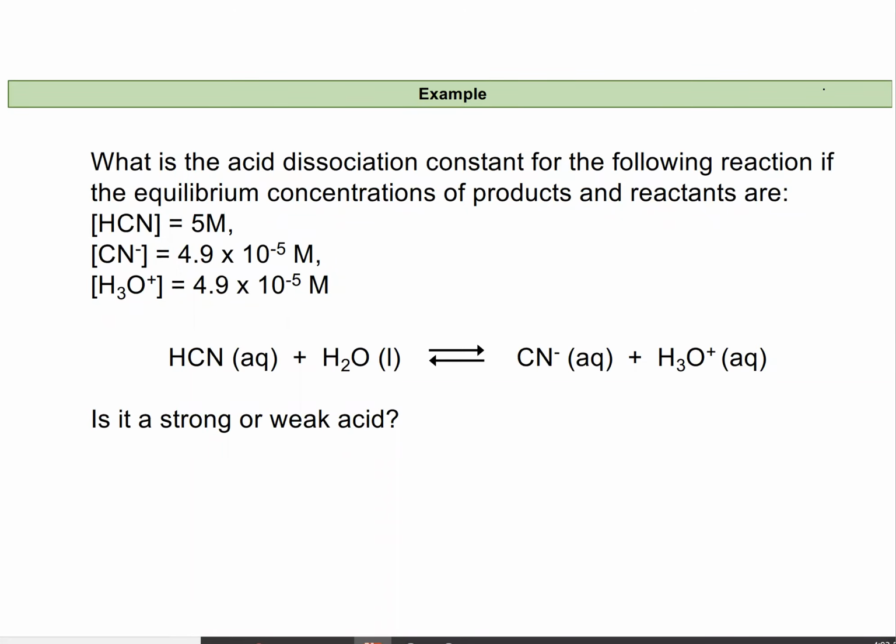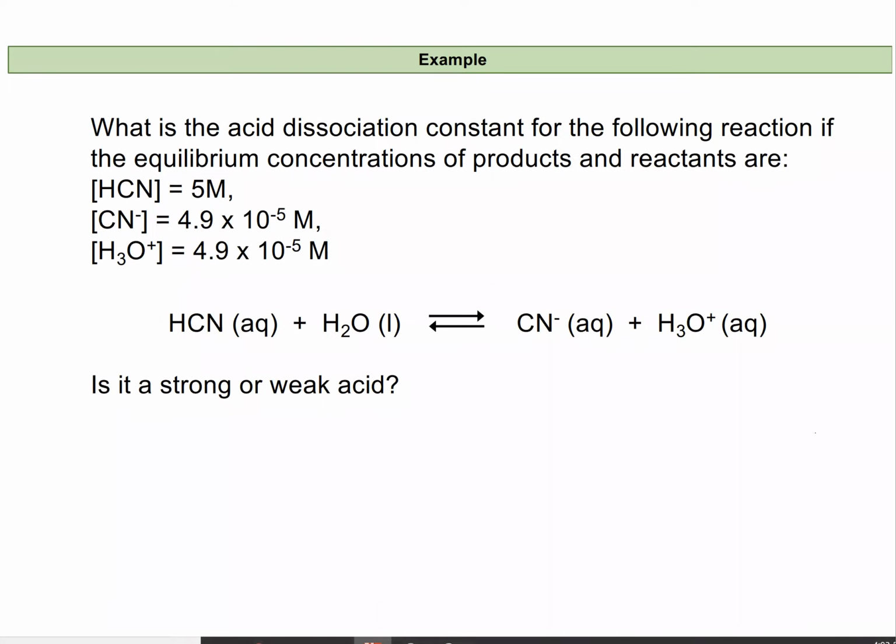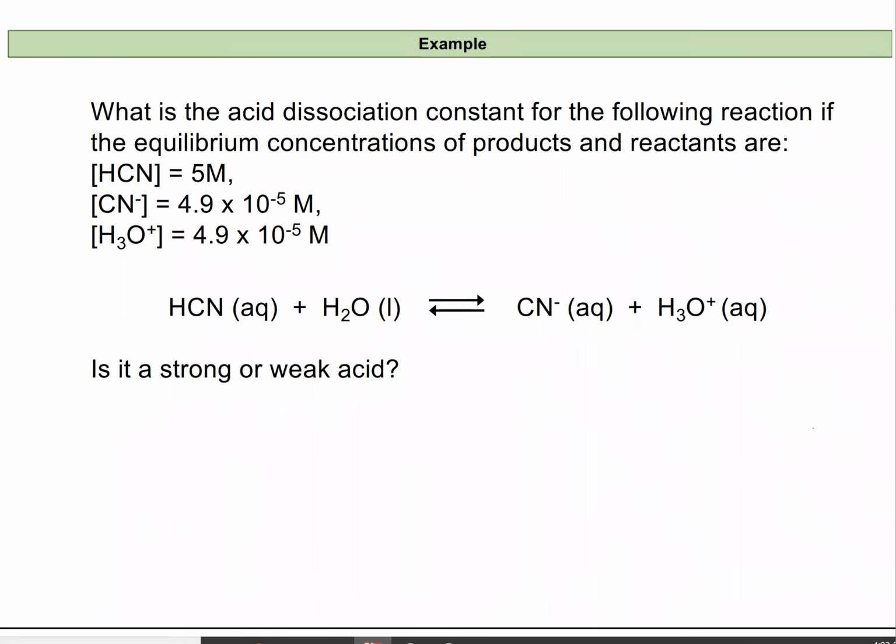Hopefully you've had an opportunity to work through this example problem on your own. I'm now going to go through a more detailed solution of it. So here we are looking at an acid dissociation reaction. And what we need to do is calculate the acid dissociation constant so we can evaluate if this is a strong or a weak acid.